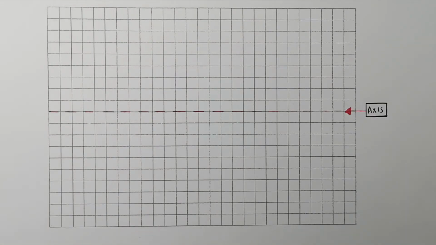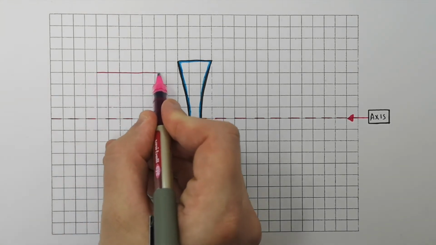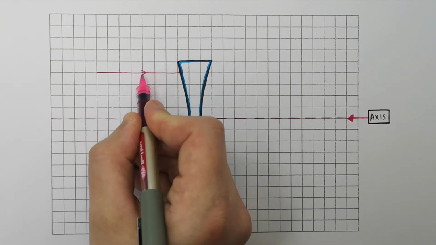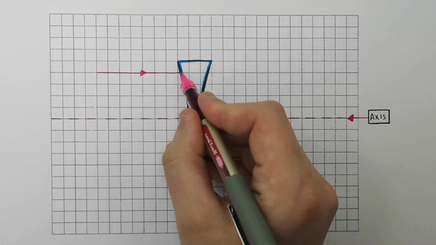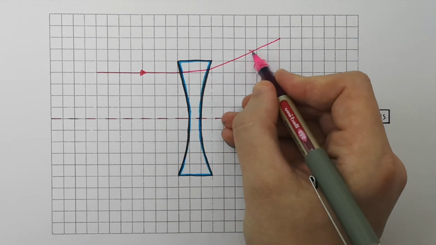So what are the 3 rules for drawing rays passing through a concave lens? So this here is the axis. This is a concave lens. And now we're going to draw a light ray, which is an incident ray traveling parallel to the axis towards the concave lens. So as you can see here, the refracted ray refracts away from the axis.